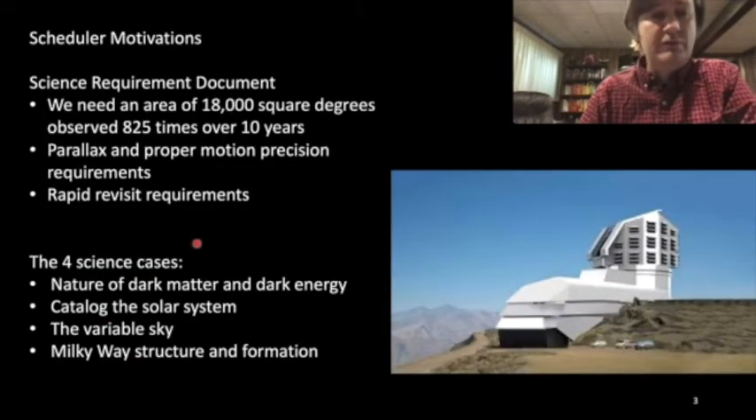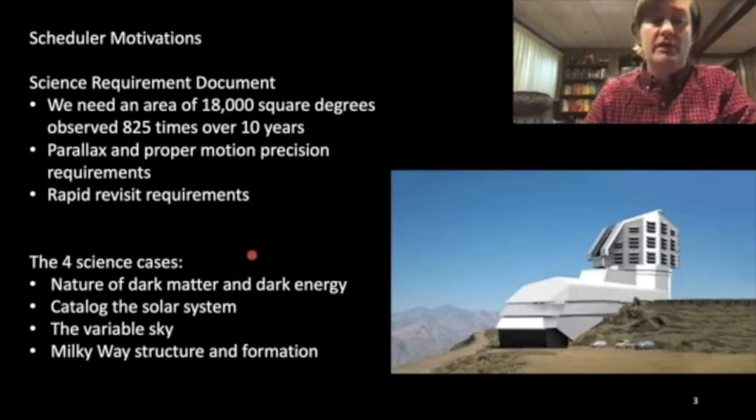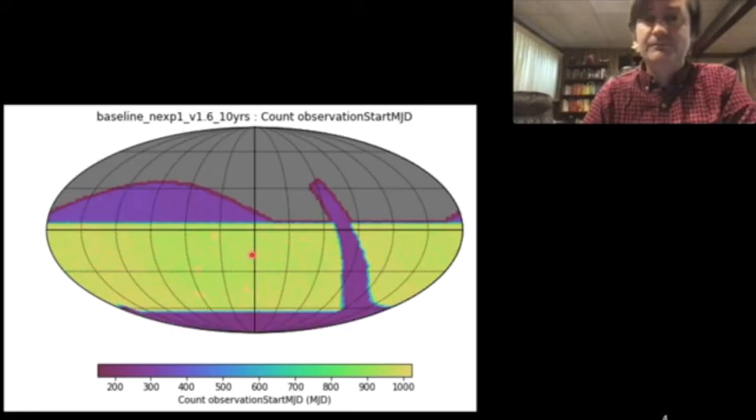Some motivation for our scheduler: we have a science requirements document that says we need to observe an area of 18,000 square degrees 825 times over 10 years. And we need to measure some parallax and proper motion to a given precision and have some rapid revisits. But mainly we have 4 science cases that we want Rubin to address. We want to look at the nature of dark matter and dark energy. We want to make a catalog of the solar system. We want to look at the variable sky. And we want to measure the Milky Way structure and formation. So those are our driving cases.